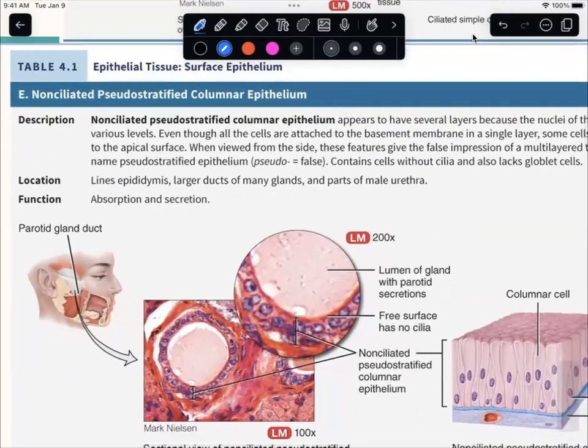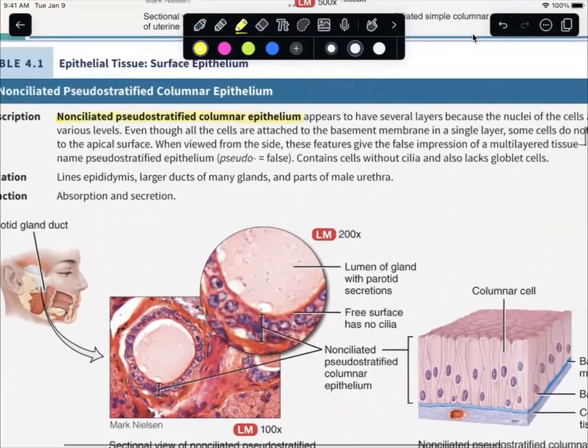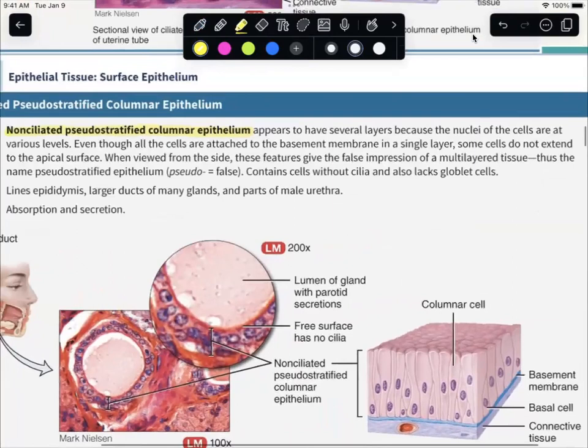Okay, next, non-ciliated pseudostratified columnar epithelium. Again, that pseudostratified means it's false. It's really only one layer of cells, but it looks like it's many. So, as it says here, it appears to have several layers. And that is because these nuclei are not nicely lined up like they are in the simple columnar.